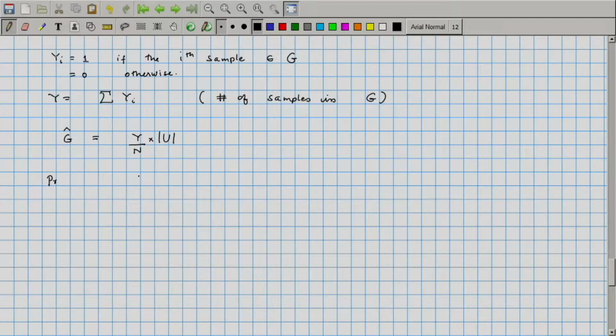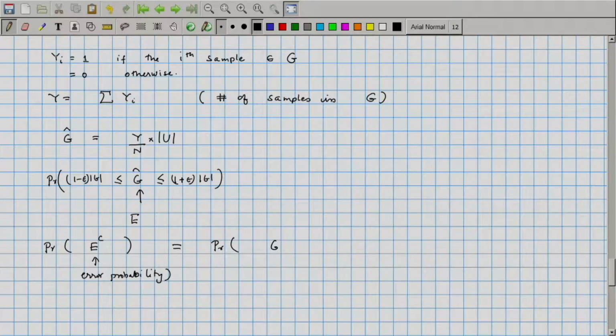We want to compute the probability that the estimate lies between 1 minus epsilon times the size of G and 1 plus epsilon times the size of G. Okay. Let us call this event E. So, this probability we want to be high. We could look at the complementary event E complement, that is, the error probability. So, this is the same as the probability that G tilde minus the size of G, in absolute value, is greater than epsilon times the size of G.